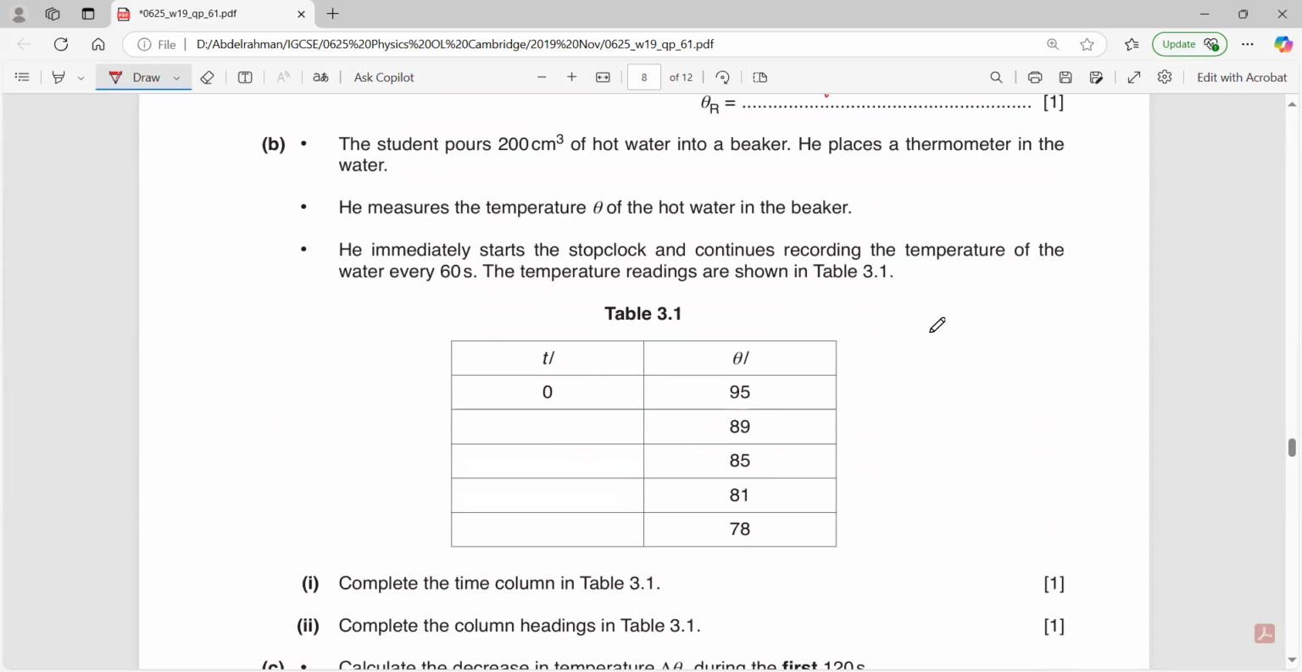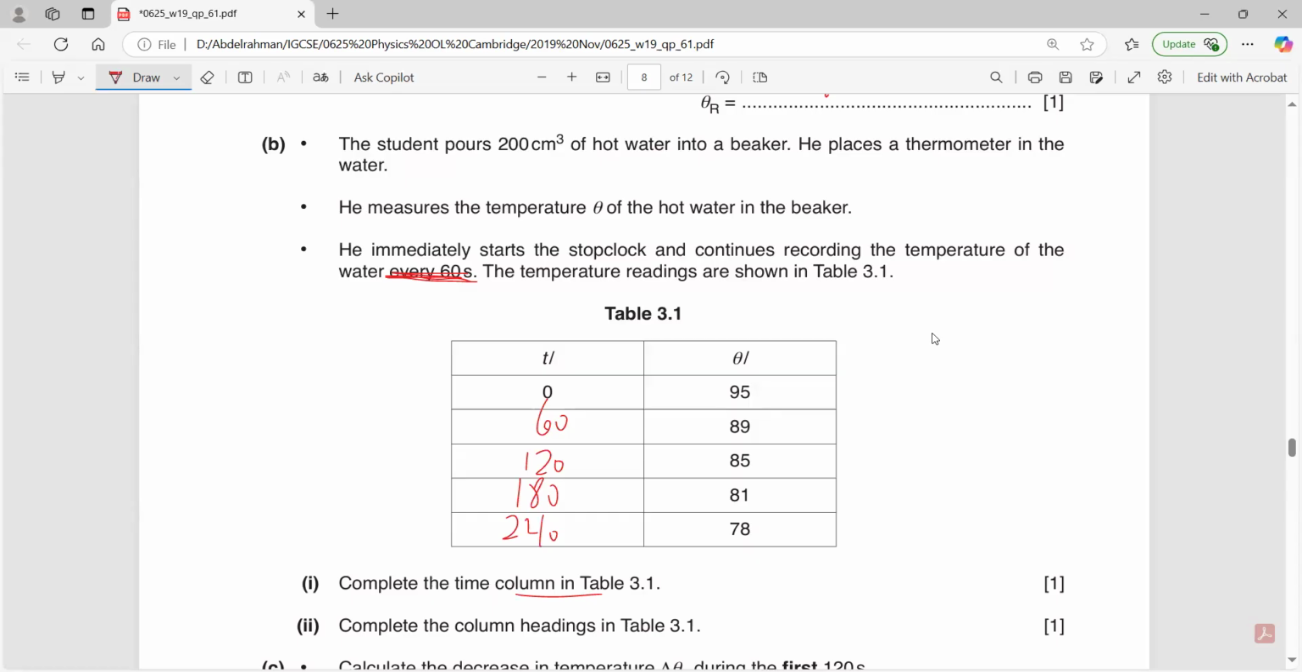He places the thermometer in the water. He measures the temperature every 60 seconds. So to complete the time column in 3.1, can I complete the time column every 60 seconds? I'll just add 60. 0, then 60, 120, 180, 240. You just add 60.